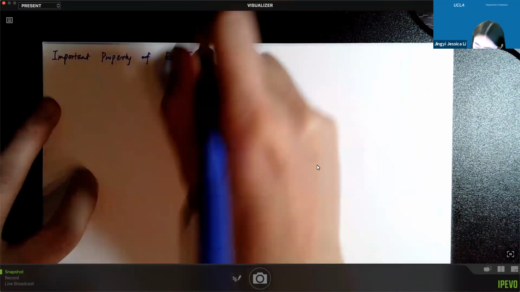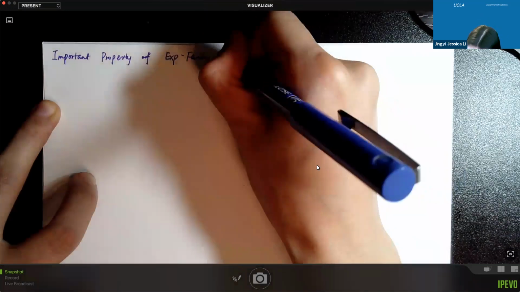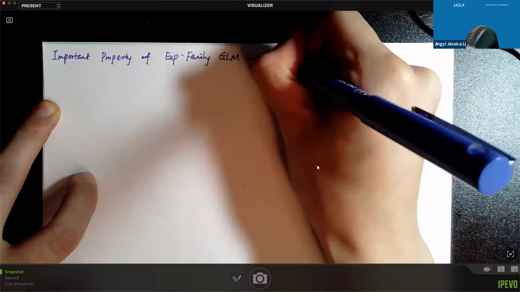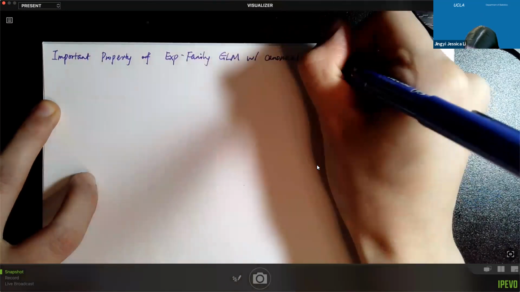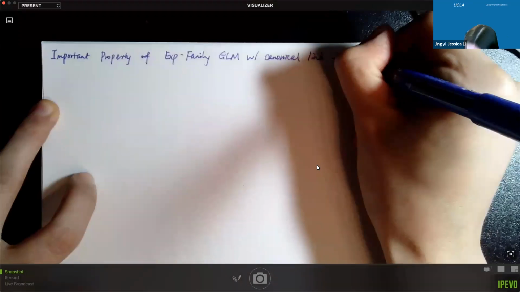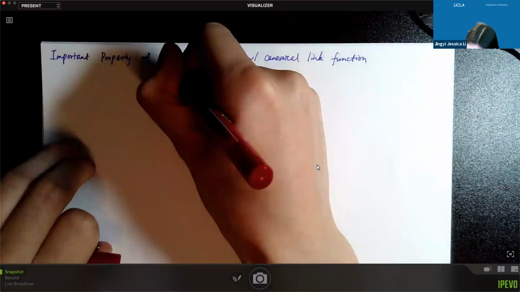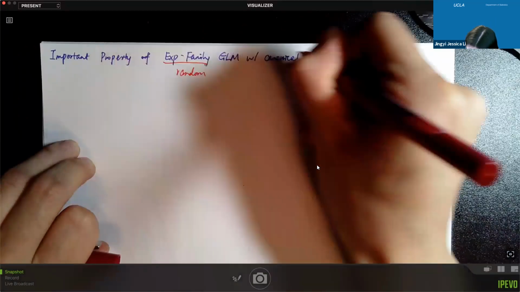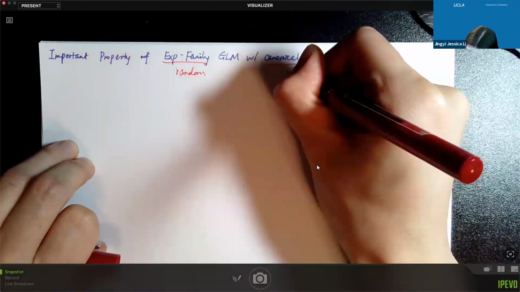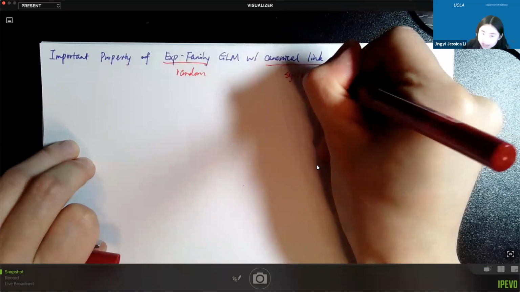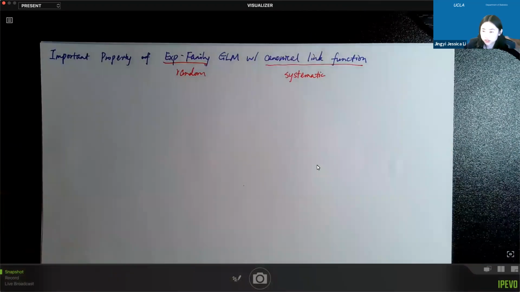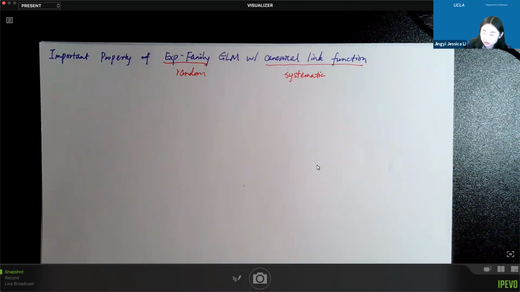As a recap, this is about a random structure, GLM, with canonical link function. And the link function is what we need for the systematic structure, right? So this is for the random part, and this is for the systematic part. And what this says is that if you go for the canonical link function, then the systematic structure is automatically determined by the random structure. As long as you specify the distribution, you would immediately have the canonical link function.